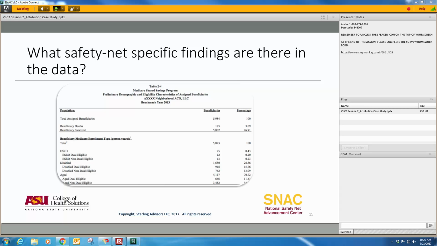I was going to stop at this table and ask if folks had put any thought into some of the things within this table here, Table 2-4, that provided some insight into challenges specific to the safety net, and any findings here that you thought were interesting.